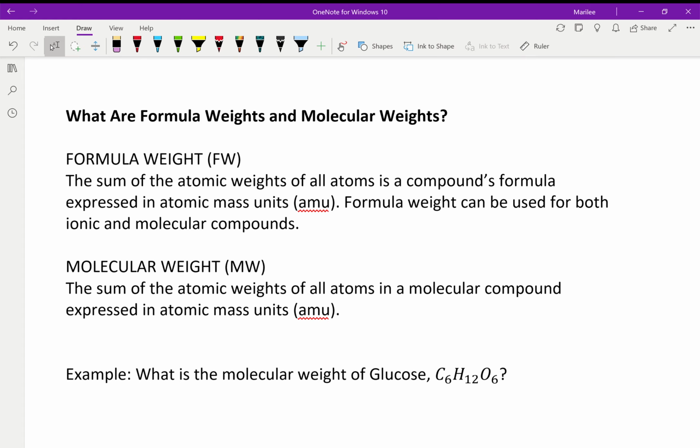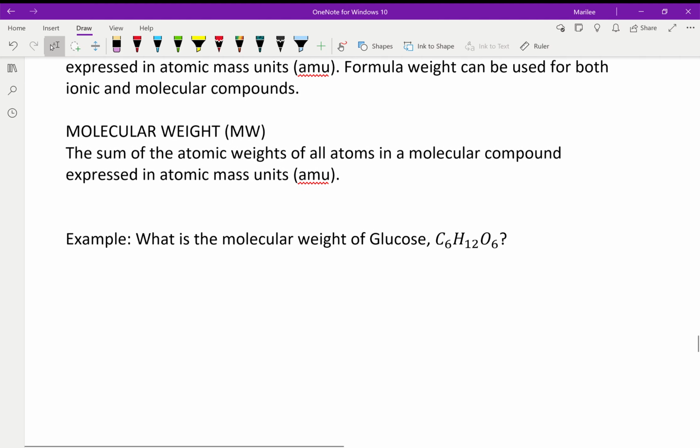So what are formula weights and molecular weights? Formula weight is the sum of the atomic weight of all atoms in a compound's formula expressed in an atomic mass unit, which is AMU. So formula weight can be used for both ionic and molecular compounds. Molecular weight, on the other hand, is the sum of the atomic weights of all atoms in a molecular compound expressed as atomic mass units, AMU again.